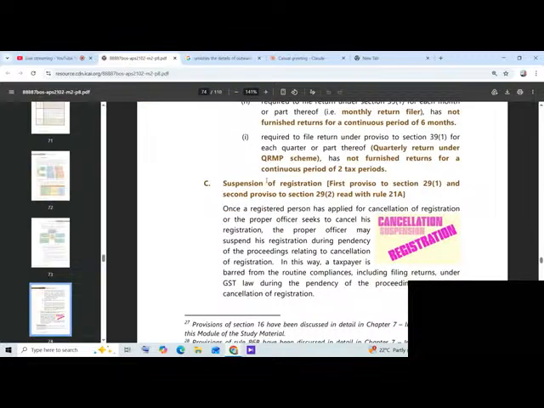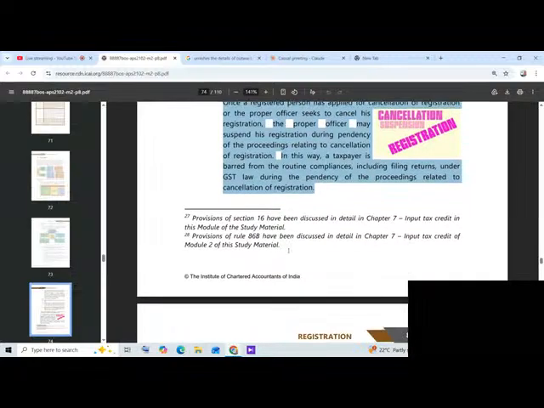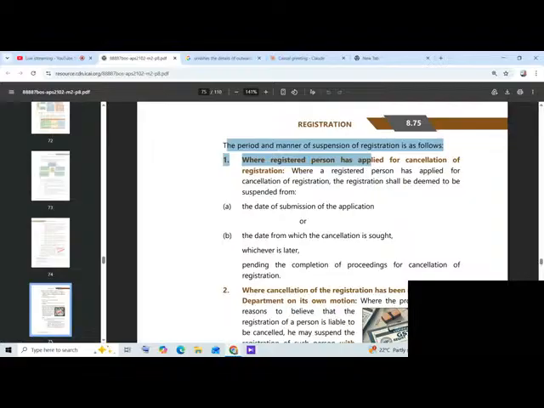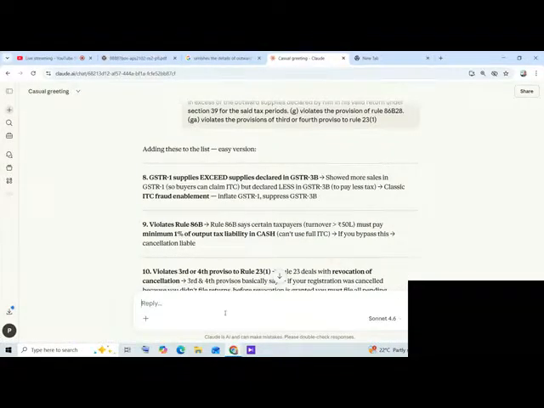Suspension of registration and the second proviso. Once a registered person has applied for cancellation of registration, or the proper officer seeks to cancel his registration, the proper officer may suspend his registration during the pendency of the proceedings relating to cancellation. In this way, a taxpayer is barred from routine compliances, including filing returns under GST law, during the pendency of the proceedings relating to the cancellation of registration. The period and manner of suspension of registration is as follows. So let's put this suspension of registration.